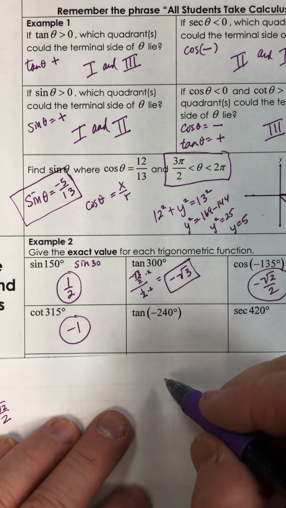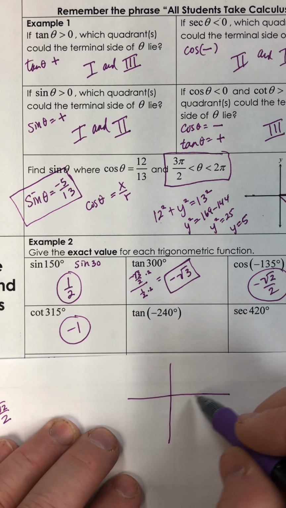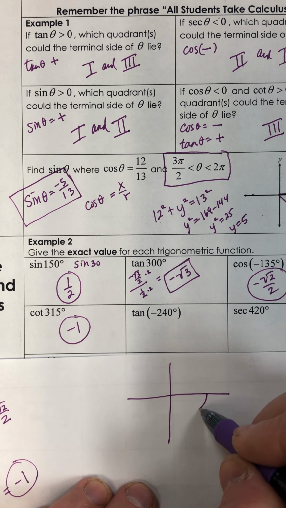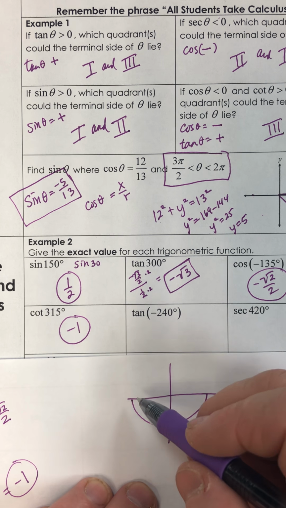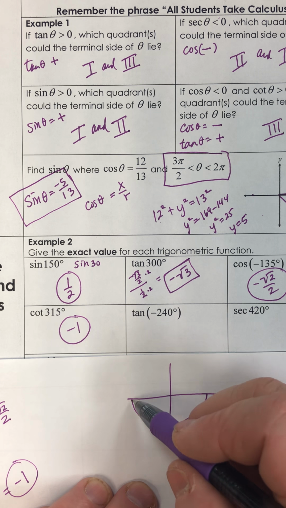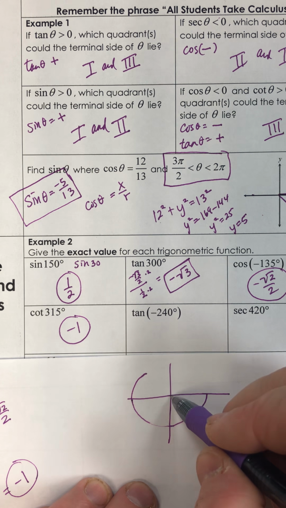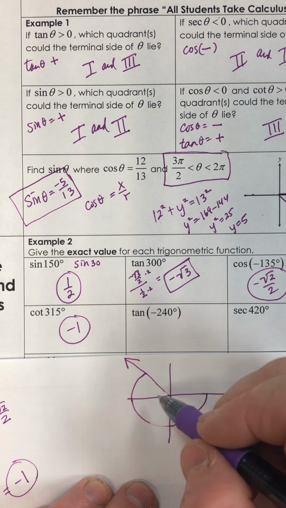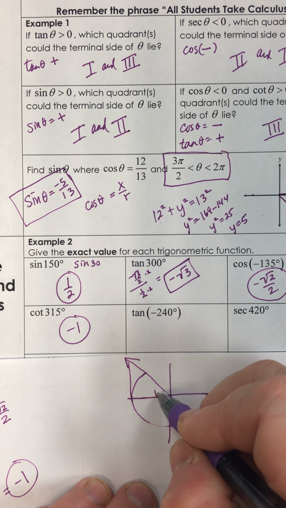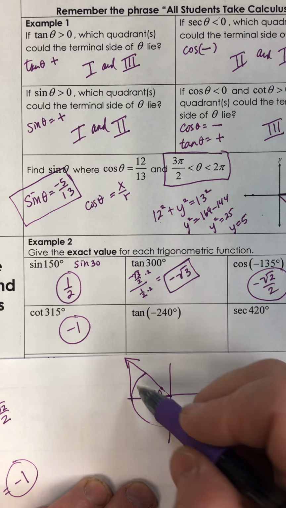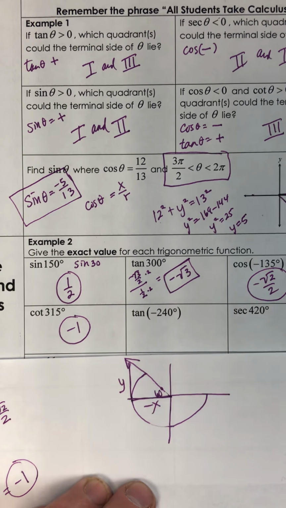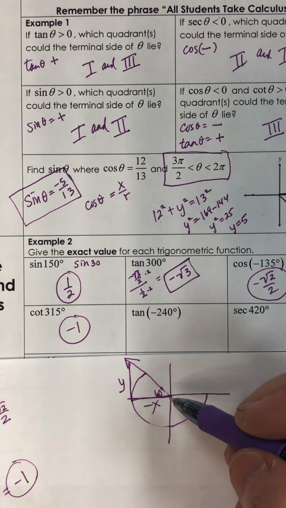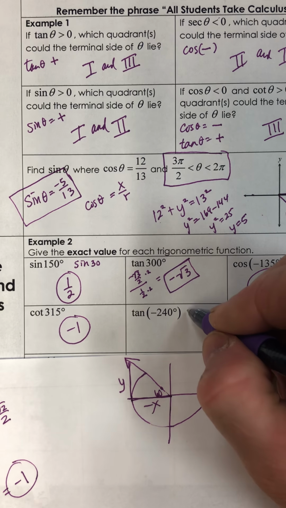Tangent of negative 240, let's draw. Negative, so negative 90, 180, 180, and what, 60 more? Make negative 240. So this is 60. My x would be negative, my y would be positive. So reference angle of 60. I'll just mark that.